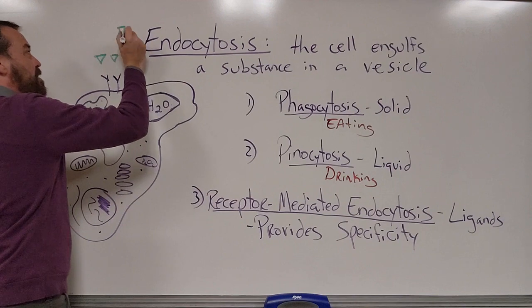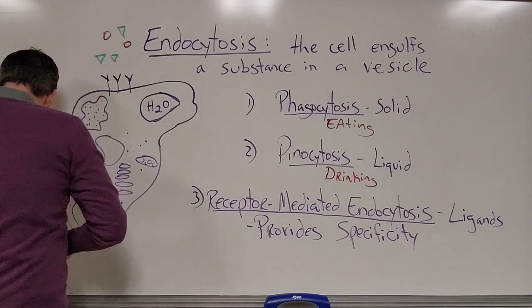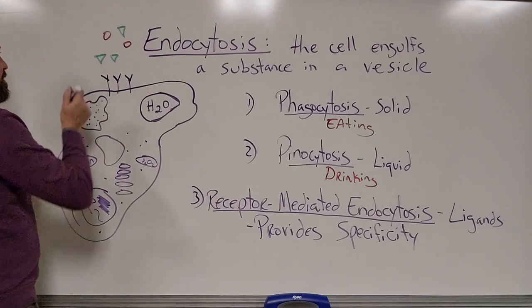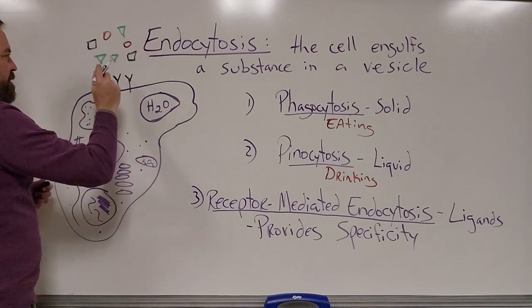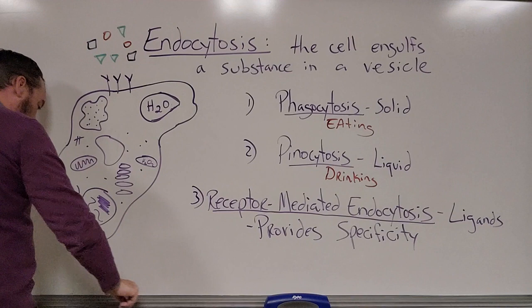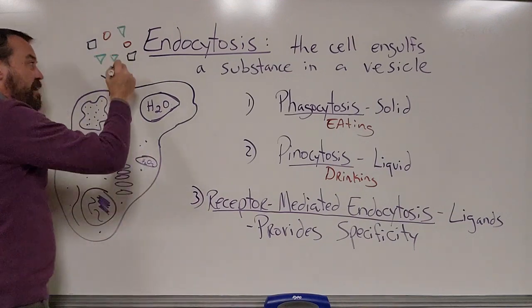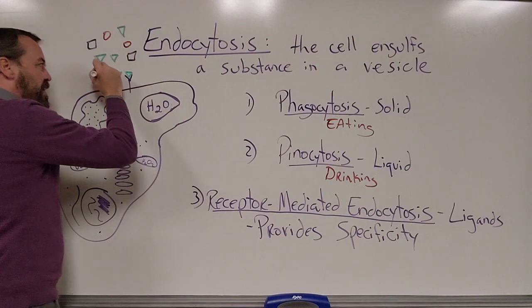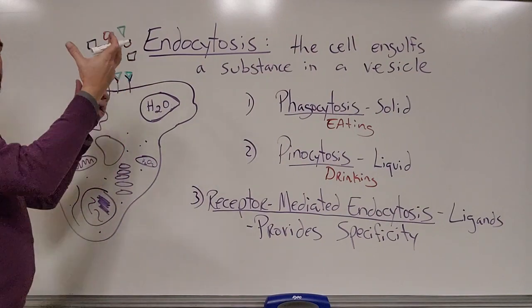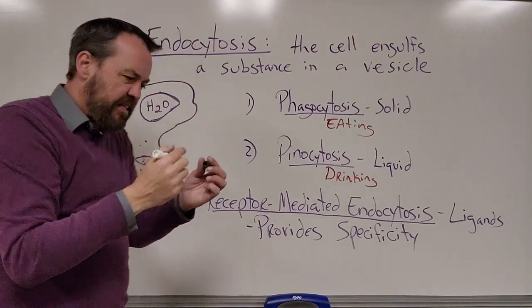We'll do some of that. And then let's throw some squares in there as well. So the only thing that's really going to fit is going to be these triangles. So when one of these triangles comes down and lands in this receptor, boom, that's going to trigger the whole thing to sink down into the cell.